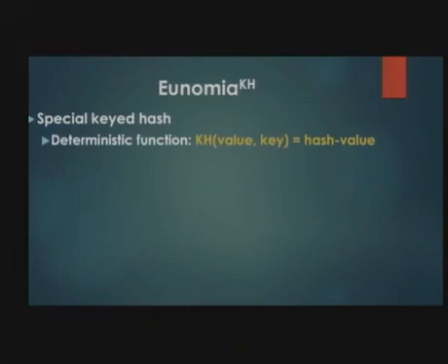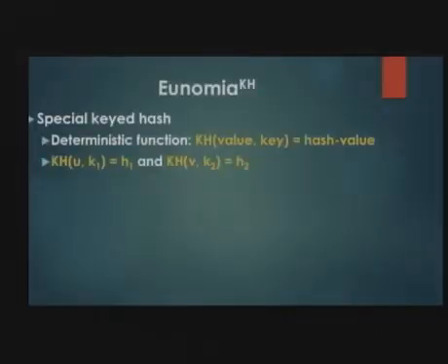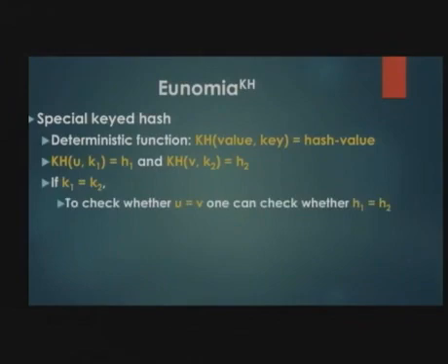It's like any other keyed hash, a deterministic encryption. It takes a value and a key, and it outputs a keyed hash value, right? Say you have two values, U and V, and they are taken keyed hash with respect to keys K1 and K2 respectively, and you would get H1 and H2. Now, if the keys are equal, you can check equality of U and V just by checking whether H1 equals H2, right?